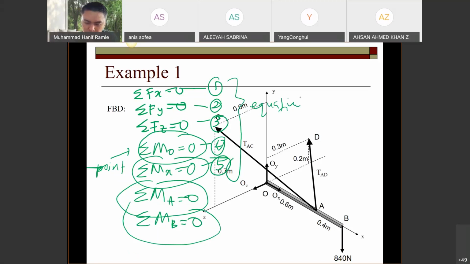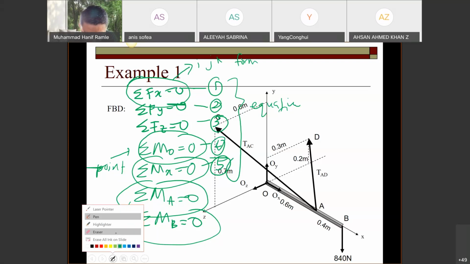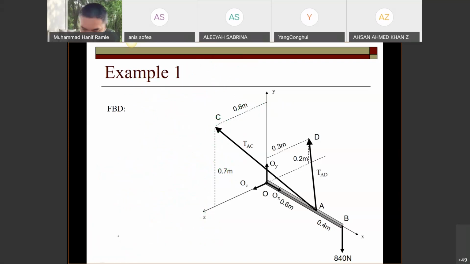In order to develop these equations, you have to translate the forces into IJK form. So for TAC, you have to determine dx, dy, and dz.